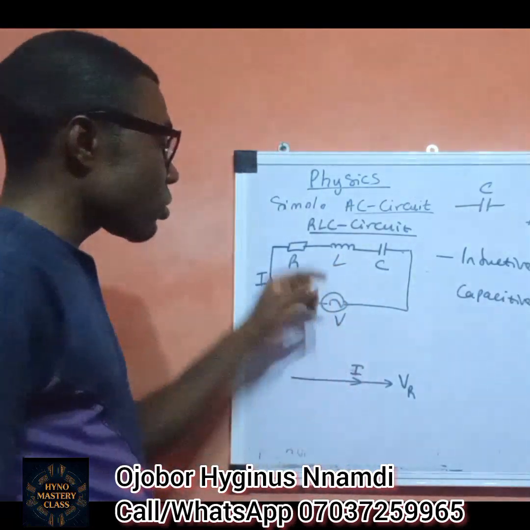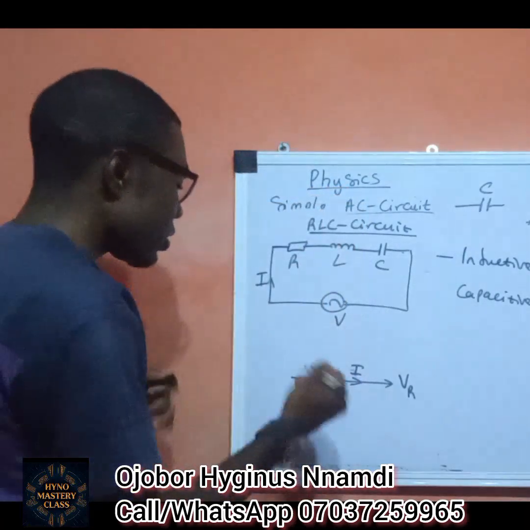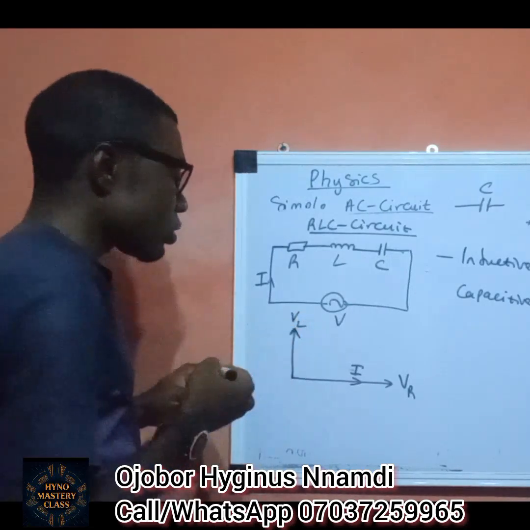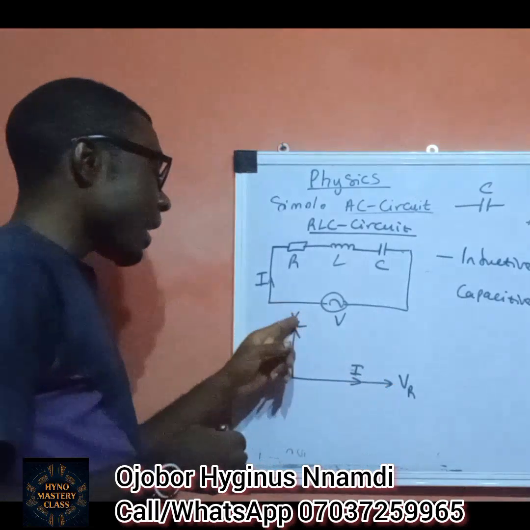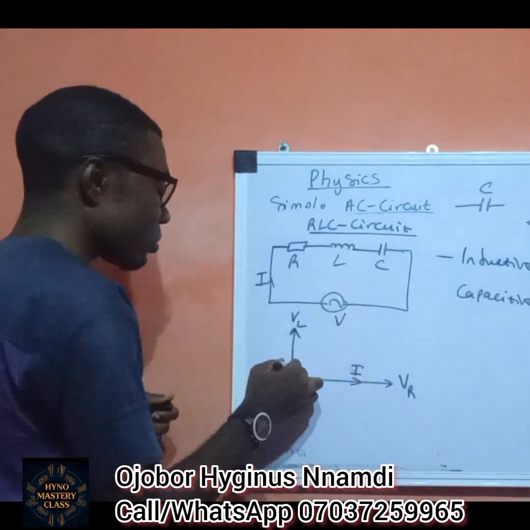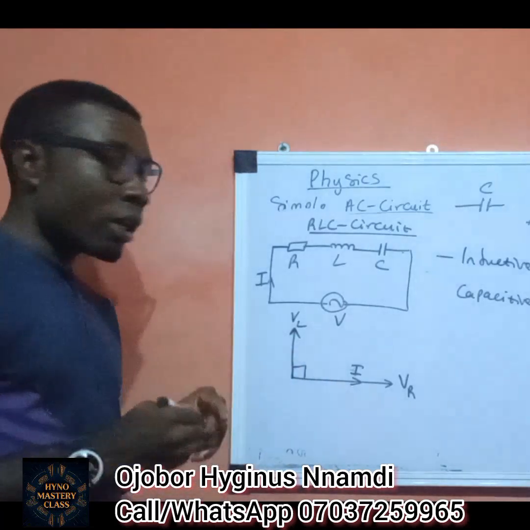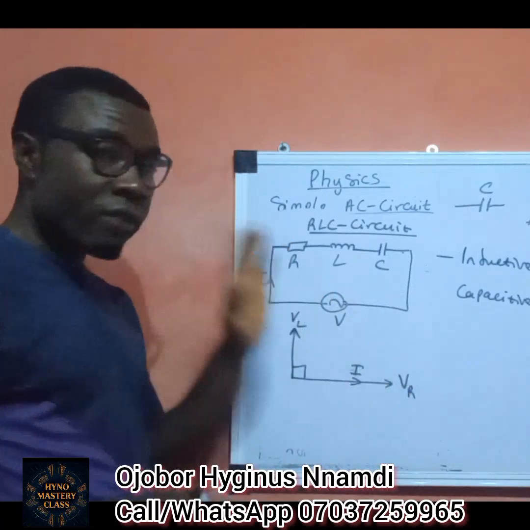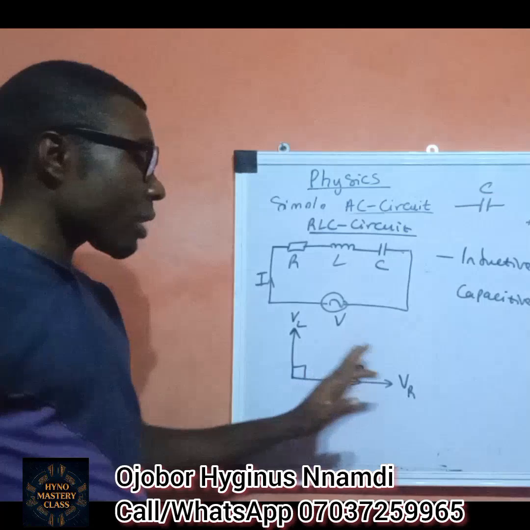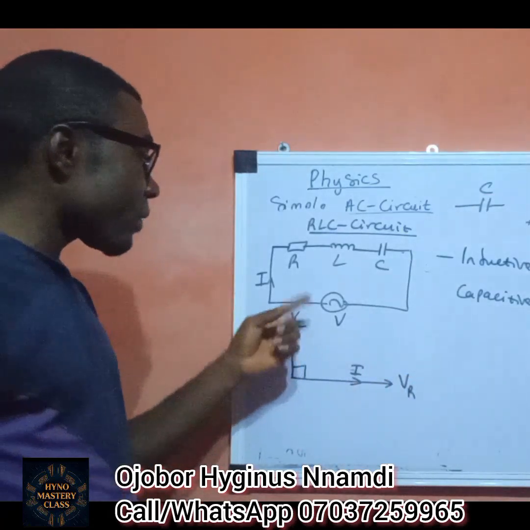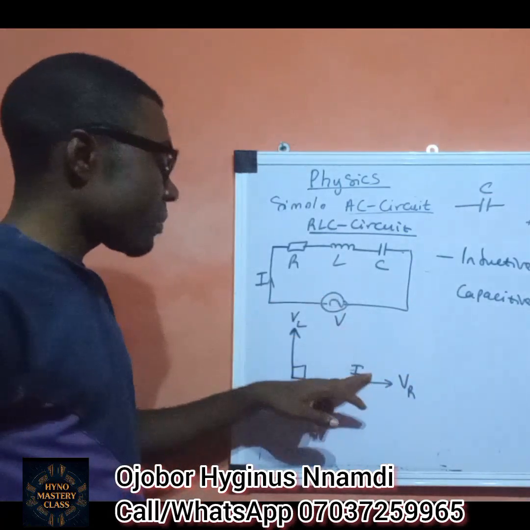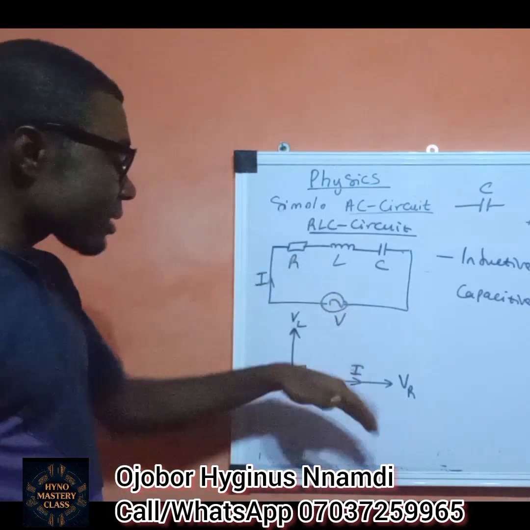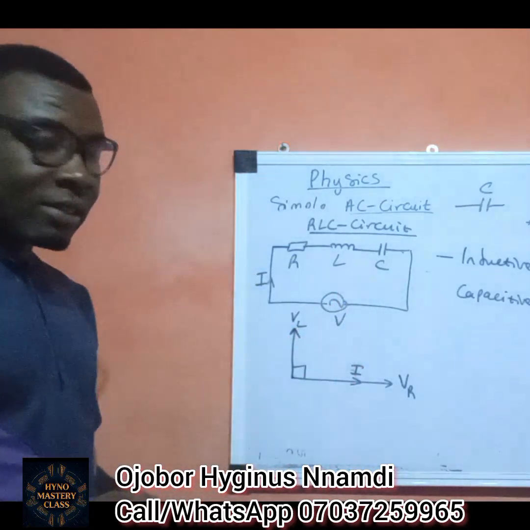So the voltage that is going to drop across the inductor is going to be leading the current. So we have VL like this. So we can say that the current is lagging behind the voltage of an inductor by 90 degrees. The current and voltage of a resistor are in phase, while the voltage of an inductor leads the current by 90 degrees, or alternatively, the current of an inductor lags behind the voltage by 90 degrees.